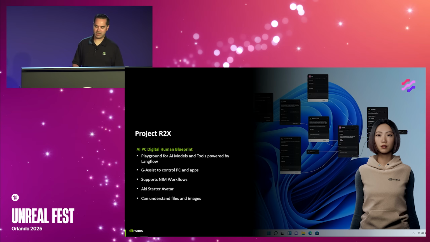So the other interesting thing is not only can you use cloud models, but we can incorporate NVIDIA NIMs. NVIDIA NIMs are NVIDIA Inference Microservices. Those are optimized containers that you can deploy on an RTX AI PC with Blackwell cards, or you can deploy those in the cloud, so in data centers. So we have those available as well. So once I show you Aki a little bit later on, we'll show you what's possible with Project R2X.